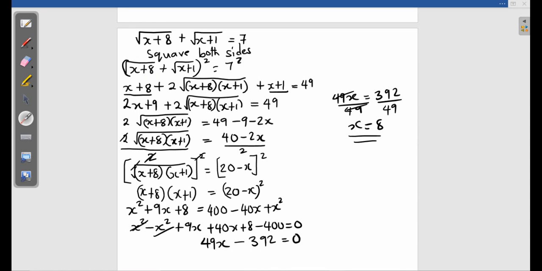So if you put 8 back into the original question, you should definitely get 7. So let's try. 8 plus 8 is 16. The square root of 16 is 4. 8 plus 1 is 9. The square root of 9 is 3. 4 plus 3 will give you 7. And that is how you solve questions as it relates to solving radical equations.